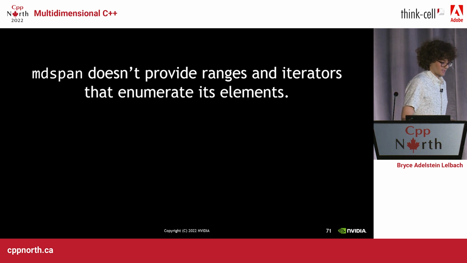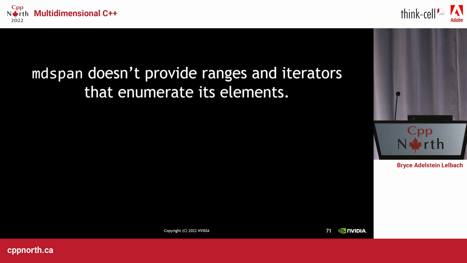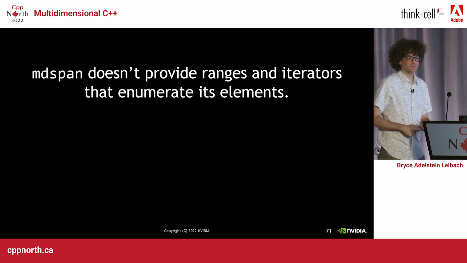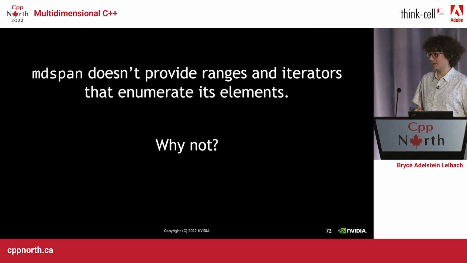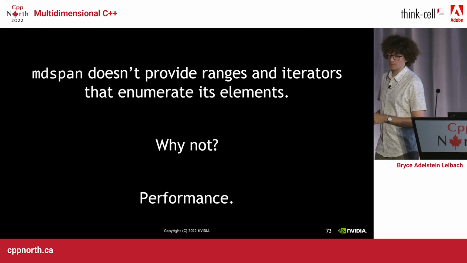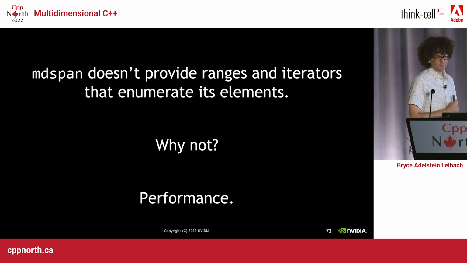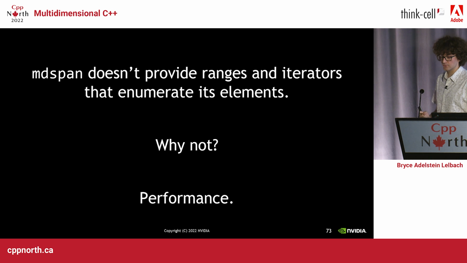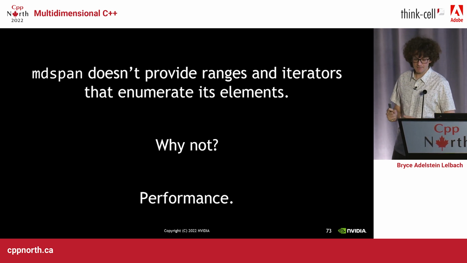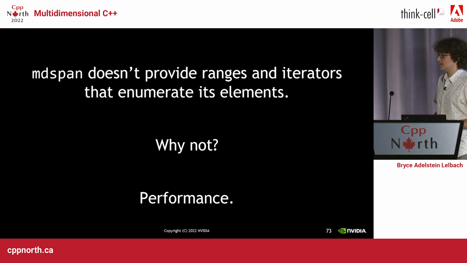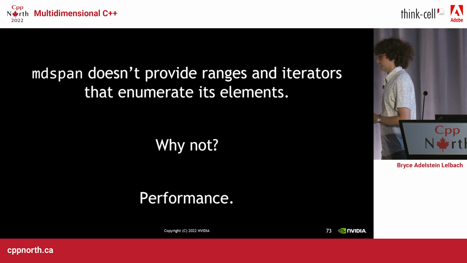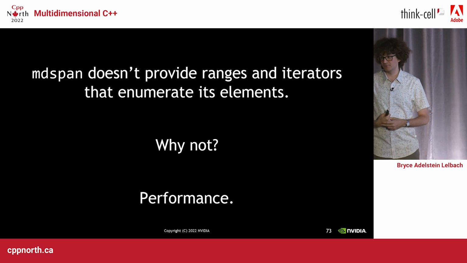Okay, so I've talked a lot about all the great parts of mdspan, but there's one sort of glaring omission. mdspan does not provide ranges or iterators that enumerate its elements. This seems like a pretty glaring omission for a C++ container-like abstraction. So why not? Well, performance. It ultimately came down to performance. You can implement a multidimensional iterator in C++, but it will probably lead to poor code gen. It will either inhibit vectorization or it will involve a bunch of unnecessary and expensive indexing operations. And so because we didn't have an efficient way to implement it, we decided that we were just not going to give you the useful and productive thing.